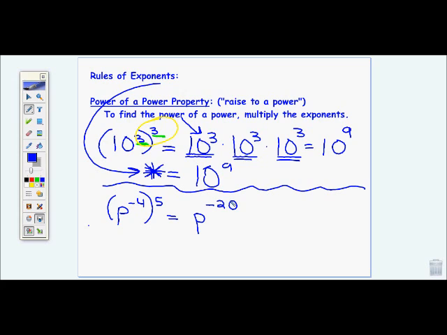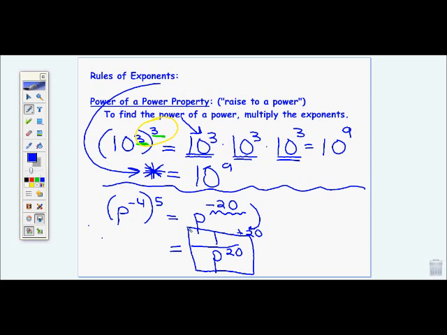Now I have to apply one more rule of exponents, or definition of exponents, and I am not allowed to have a negative exponent. So what I need to do, if it's negative, is change that to its reciprocal. So I'm going to put 1 over P to the 20th power. So 1 over P to the 20th would be my final answer there.